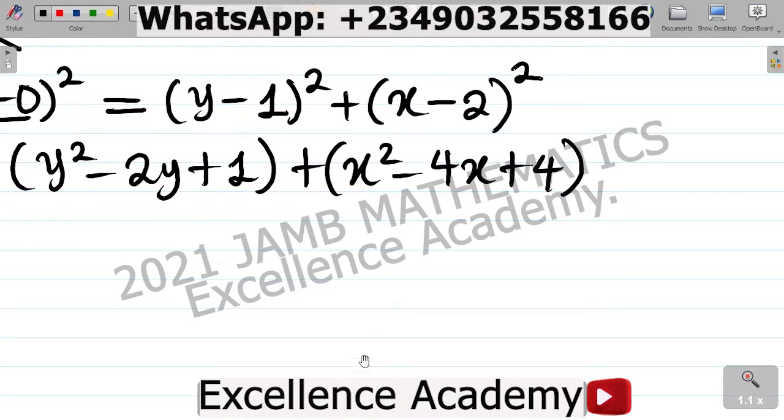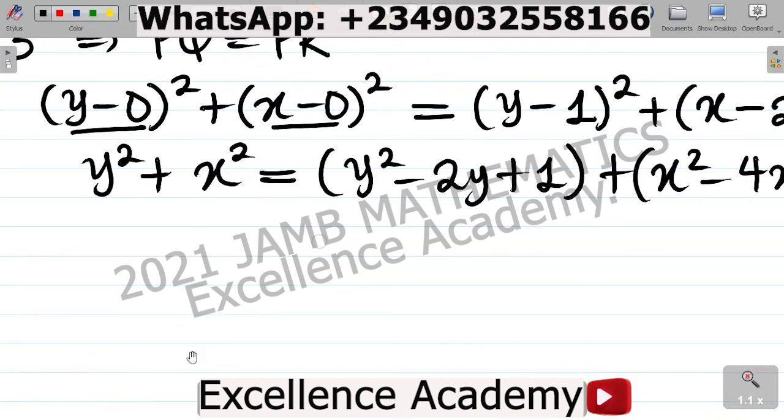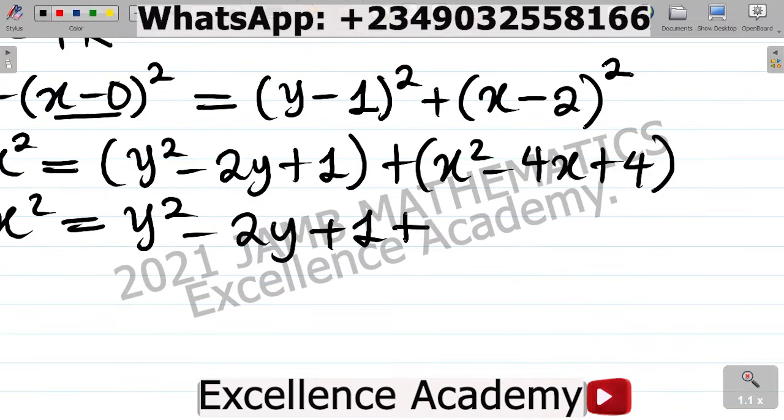All right, to learn more about how to expand this, you can check our class on binomial expansion. I've done a full video on how this can be done using 3 different methods. So go to the mathematics playlist, then look for binomial expansion. Proceeding with this, Y squared plus X squared is equal to, take off bracket, Y squared minus 2Y plus 1 plus, take off bracket for X, X squared minus 4X plus 4.